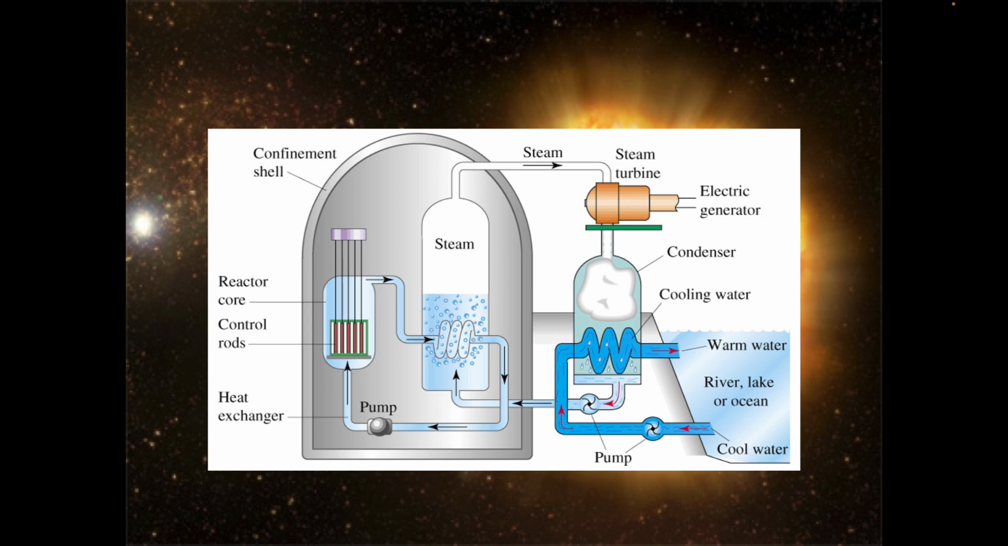Now, you also have the core, which is filled with water. The water gets heated up. You have steam produced, which runs the steam turbine, and then electric generation occurs. Then the water gets condensed and recycled back into the reactor. And there's a pump in the heat exchangers.